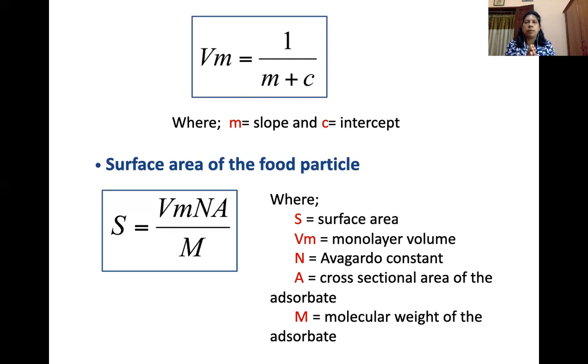So once water is absorbed to that volume, whatever other water is available in that product becomes free water. Once the monolayer is filled, all the remaining water becomes free. Therefore, it is available for different reactions. So the Avogadro constant and everything is there when we consider the surface area of the food particle, right?